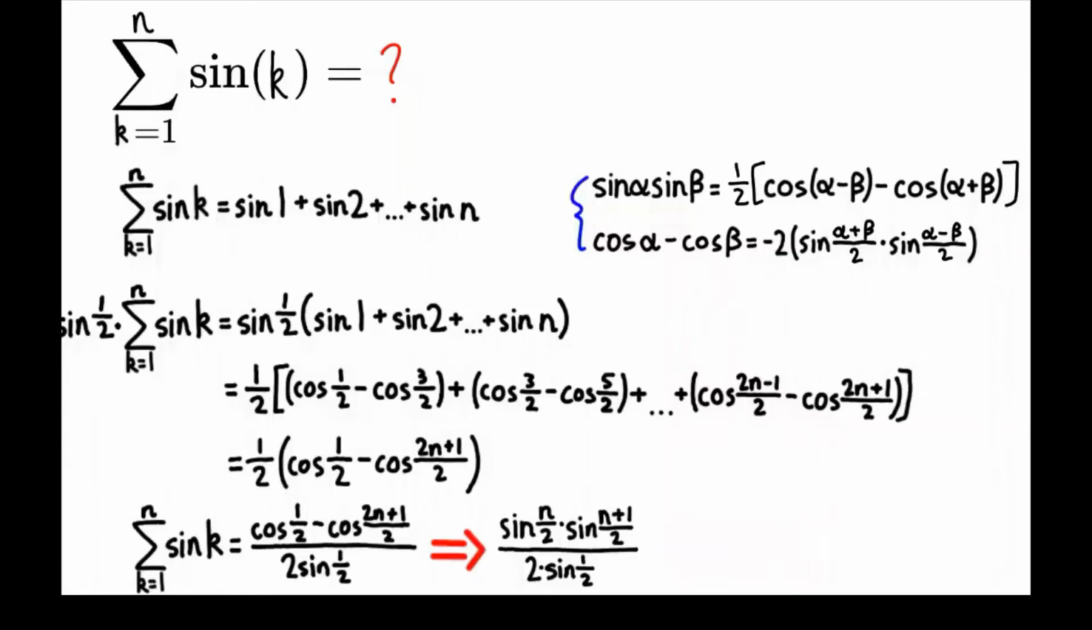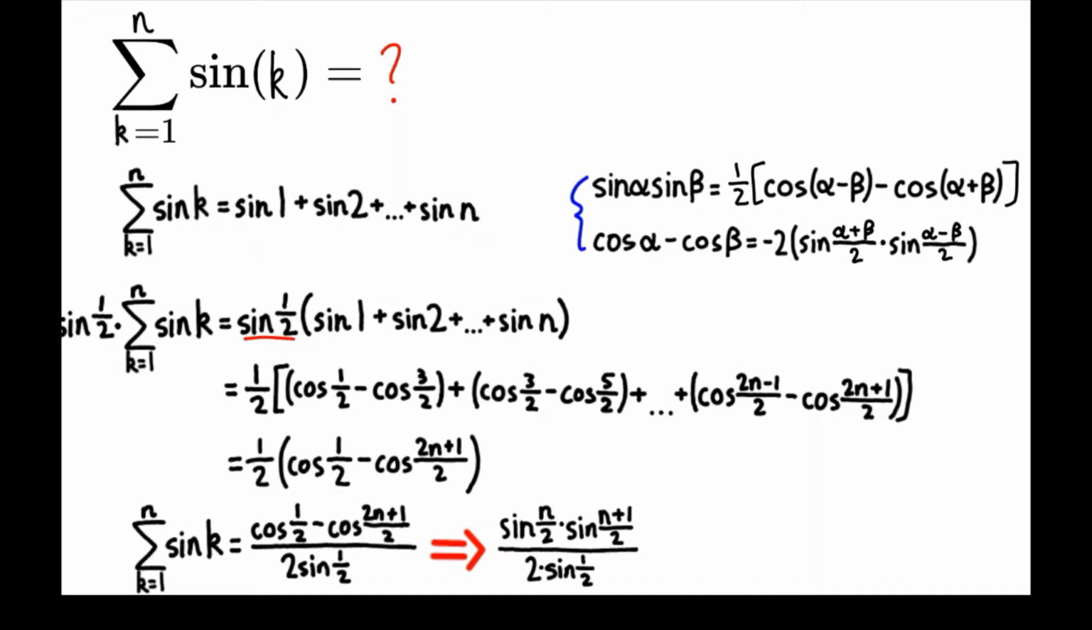Today we're going to be explaining this problem over here, where we have to find the sum of sine k, where k is equal to 1 all the way to n. So first of all, this obviously means that this is equal to sine 1 plus sine 2 all the way to sine n. That's pretty much just what it means. So what we're going to do is multiply it by sine 1/2.